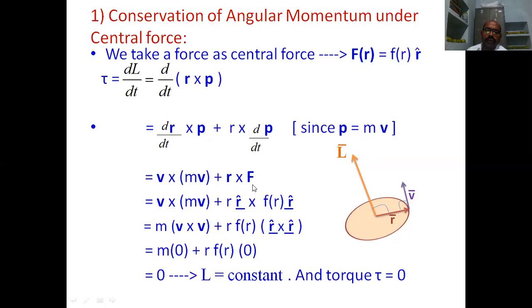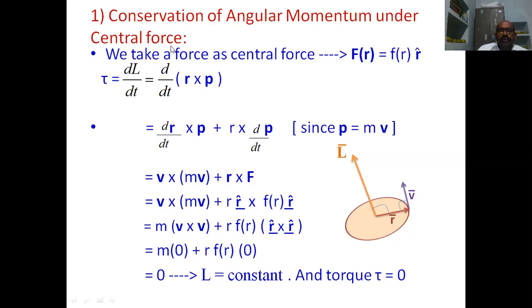So our f is now central force. Therefore I am writing f of r into r cap. So I am writing the r bar as some magnitude small r into unit vector r cap. In the next step, it is the cross product of two vectors. The two terms, first term and second term, are the cross product of the same vectors.